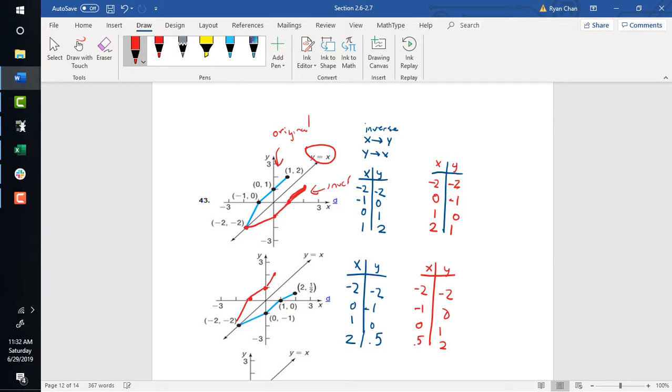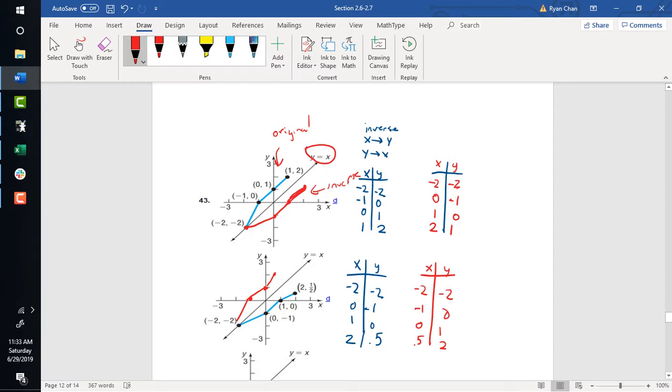And your picture essentially flips over y equals x, and they should be mirror images of each other. If they're not, then you did not graph your inverse correctly. And this is what will happen all the time when you have an inverse, because your x's become y's and your y's become x's, or sometimes we say your domain becomes your range and your range becomes your domain. Okay?